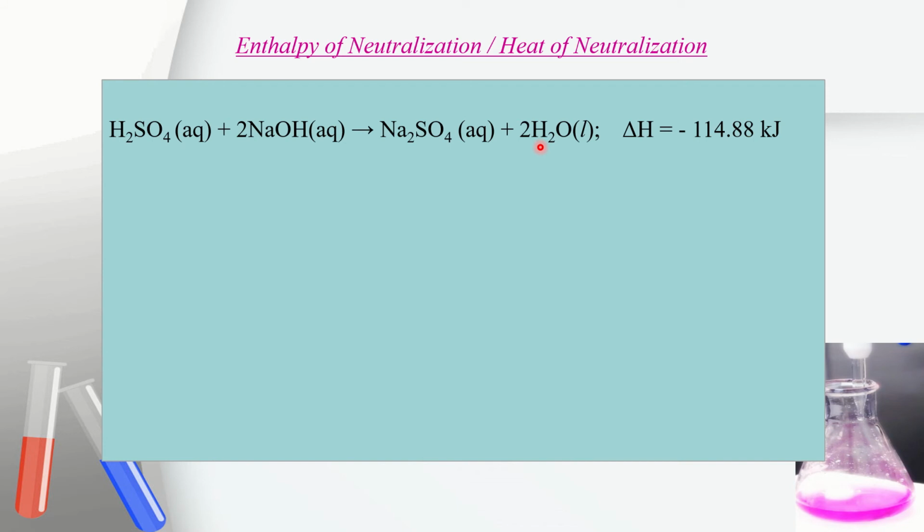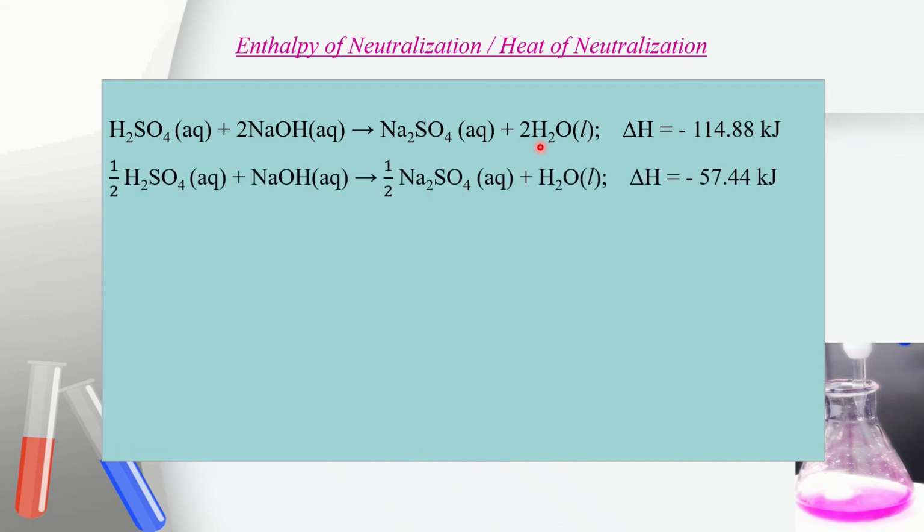The condition of enthalpy of neutralization is that 1 mole water is produced. So, if we divide the full reaction by 2, then half mole sulfuric acid reacts with 1 mole sodium hydroxide and produces half mole sodium sulfate and 1 mole water. And here the enthalpy change is minus 57.44 kilojoule. That means the heat of neutralization of this reaction is not minus 114.88 kilojoule. It will be minus 57.44 kilojoule.